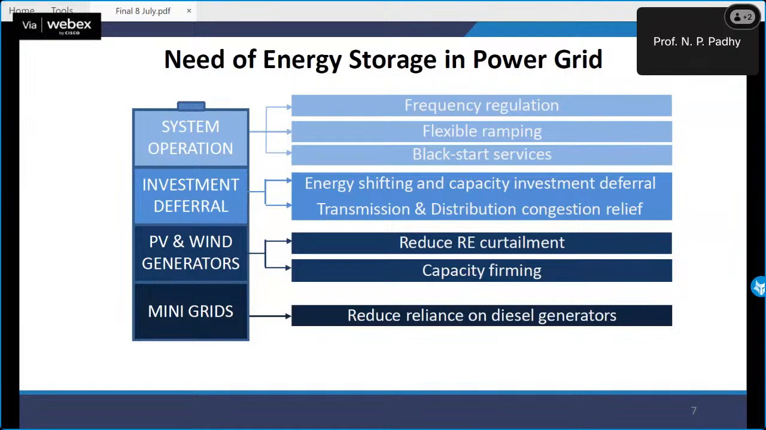So the battery also can act as a grid when the system is islanded from the main grid, and then the renewable energy available in the islanded system can start generating. So black start service also can be carried out. So for system operation, these are the three merits. And then we have investment deferral. This is a very interesting concept. Energy shifting and capacity investment deferral, transmission and distribution congestion relief.